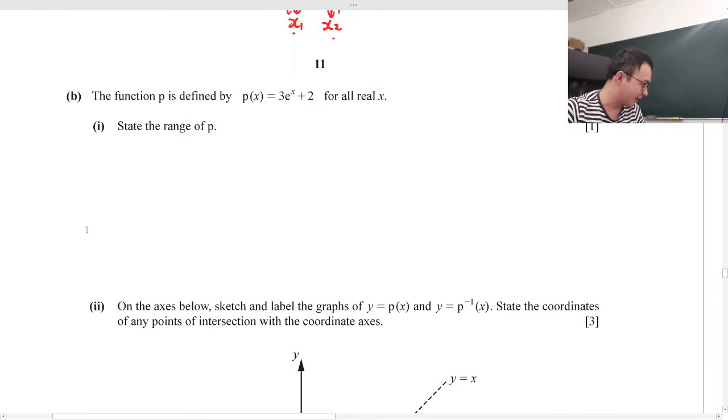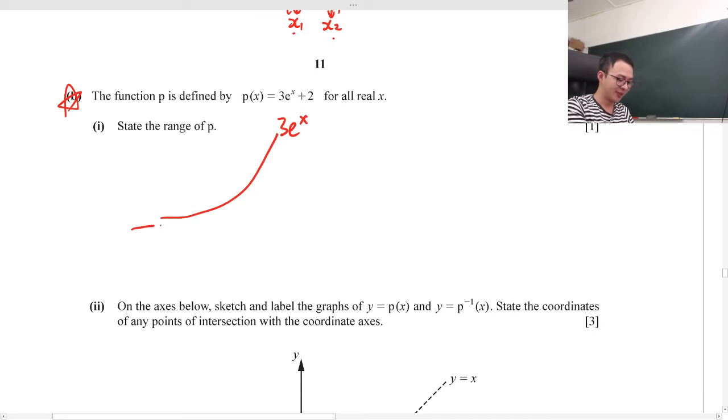Okay, so the function p is defined blah blah blah for all the real values of x. State the range of p. So okay, this one is quite hard if you don't understand the e graph at all, but if you understand, it's not that bad. For the e graph we know its pattern looks like this. It's plus 2. Okay, I do something like 3e^x first. Yeah, the graph will be like this.